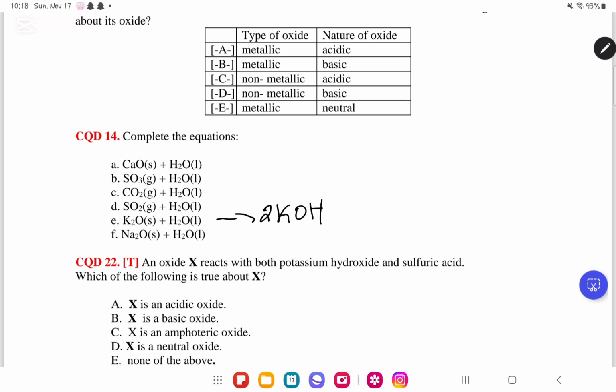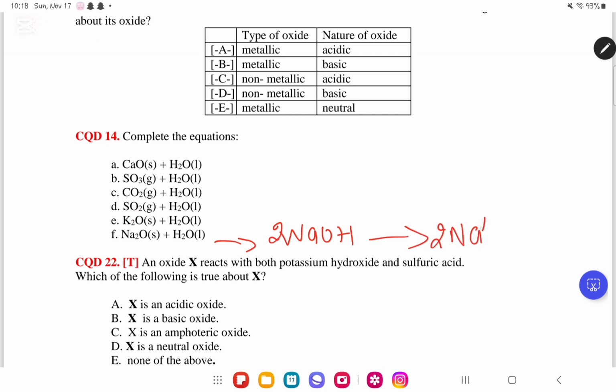Because we thought about a very famous base that has K and OH. It is KOH. So then you balance it and you get 2KOH, and it is a strong base, so it will fully dissolve into 2K+ (aq) plus 2OH- (aq). Now finally we have Na2O and H2O. Again, we're going to think of a base that has Na and OH. It is NaOH. So then balancing it, you're going to get 2NaOH. And it's a strong base, and it's going to dissolve into 2Na+ plus 2OH-.